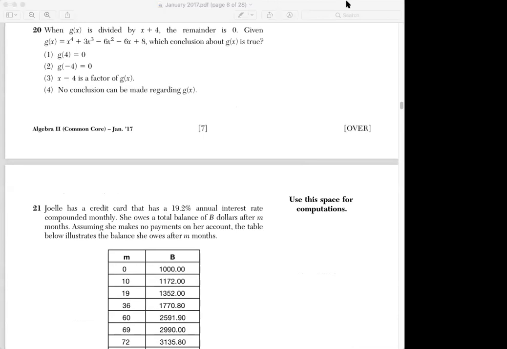Okay, let's reason out number 20. When g of x is divided by x plus 4, the remainder is 0, so that means that x plus 4 is a factor. And it also means that g of negative 4 would equal 0.